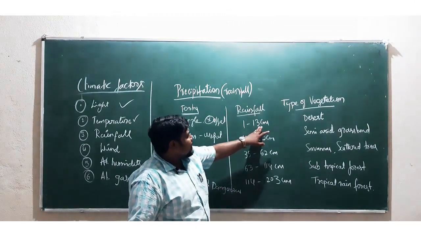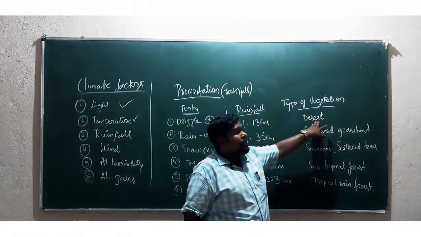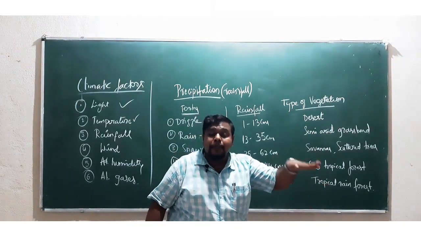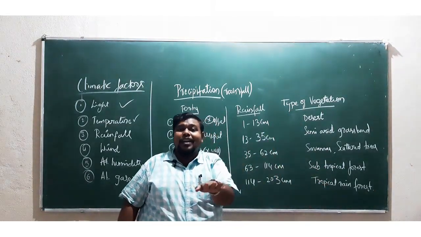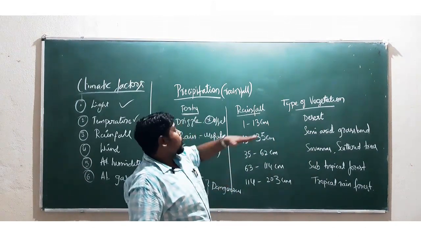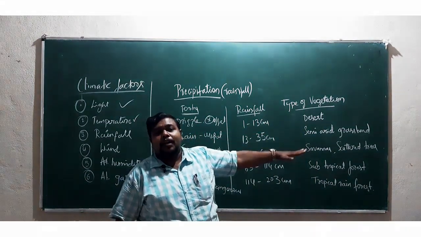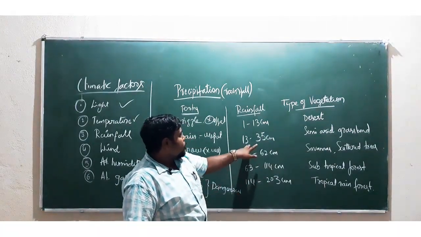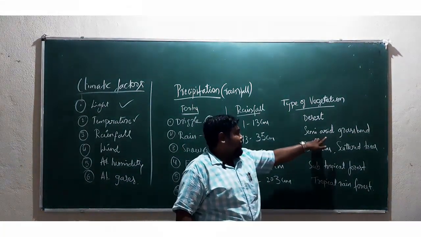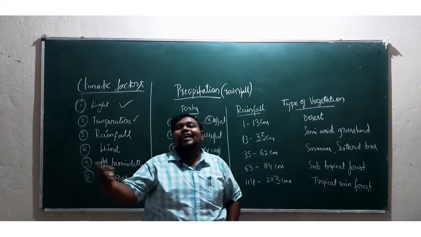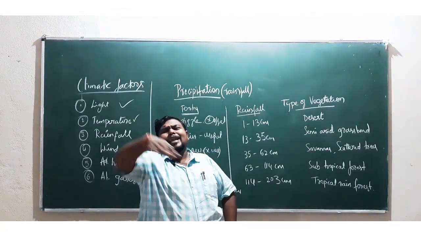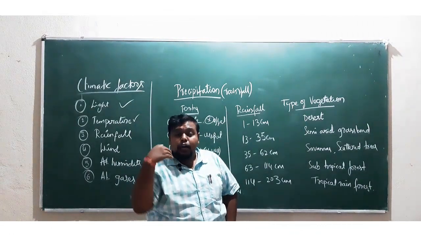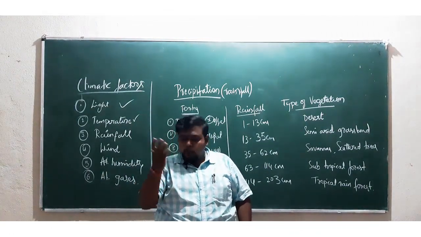So 1 to 13 centimeters of rainfall can be found in the desert. That is why there is a presence of desert in Rajasthan, because the rainfall in Rajasthan is very low. It is around only 1 to 13 centimeters, hence there is a desert in Rajasthan. And about 13 to 35 centimeters, it will have a semi-arid grassland. That is not completely lush green, grass will be found in that particular area which can grow in a less amount of water also.